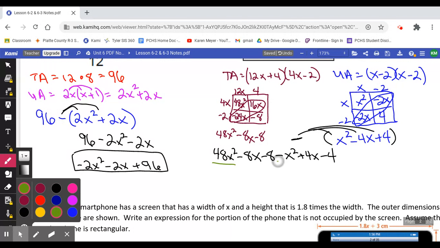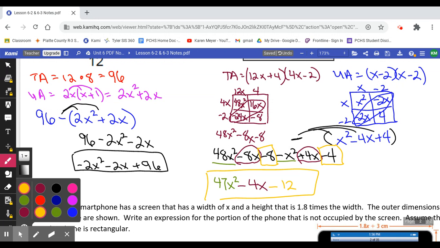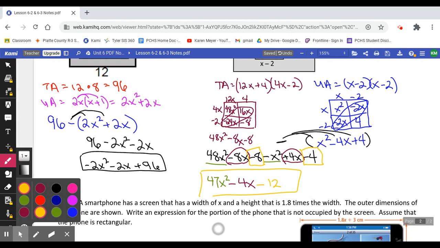So 48x squared minus 1x squared is 47x squared. Negative 8x plus 4x is negative 4x. And negative 8 minus 4 is negative 12. And you're done. So now let's go on to the word problems.